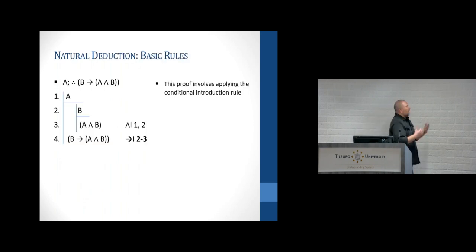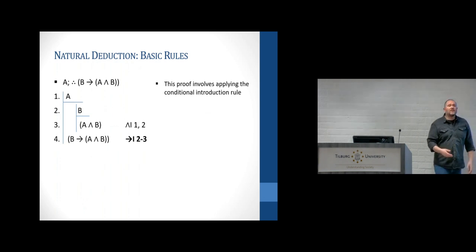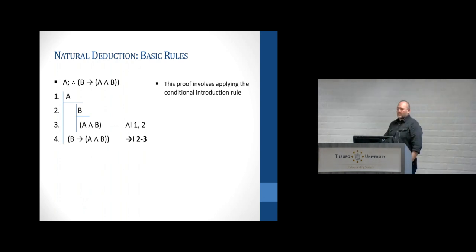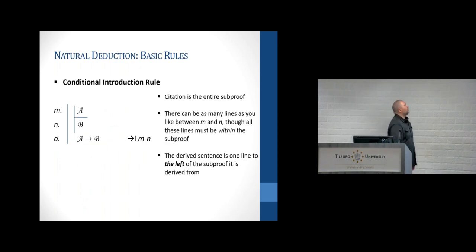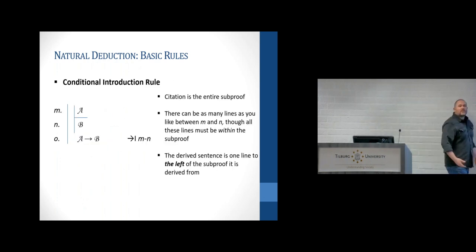So, this proof already invokes conditional introduction. The general idea for conditional introduction is you need to build a subproof, make an additional assumption that starts with your would-be antecedent and ends with your would-be consequent. So, the rule: you have a subproof that starts with your antecedent, ends with your consequent, and from the subproof itself, you derive the conditional.